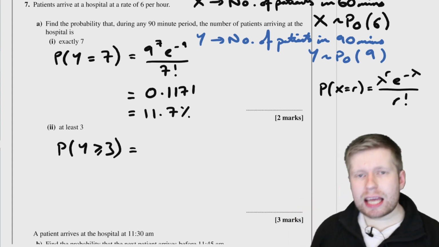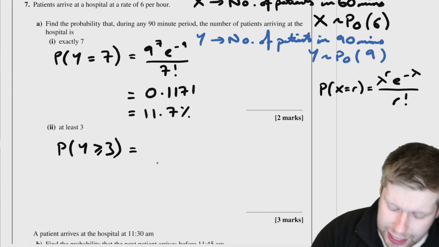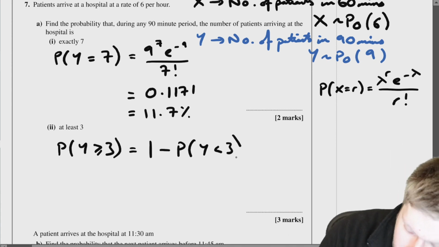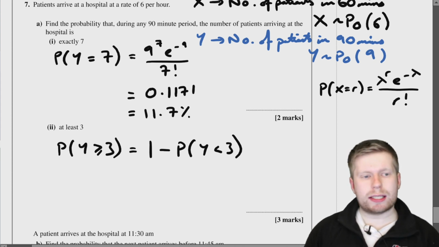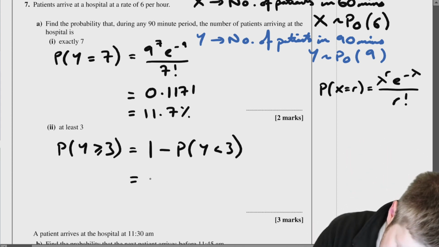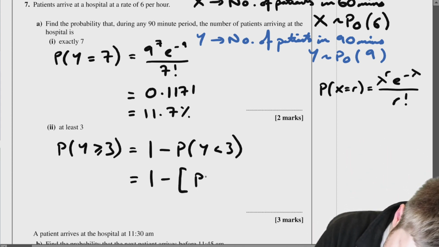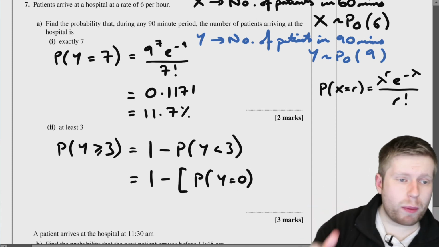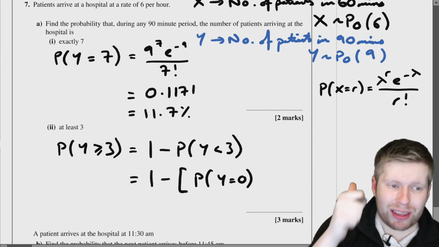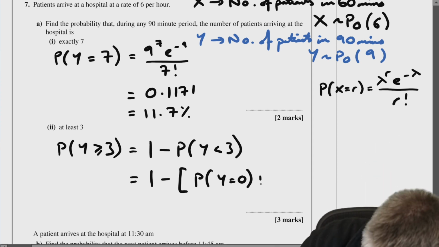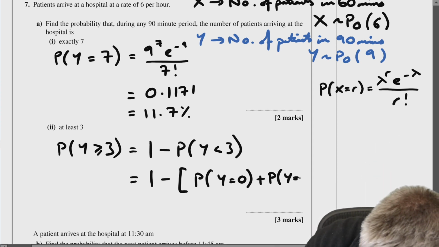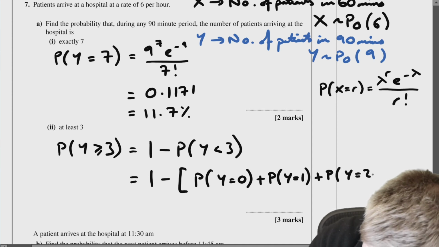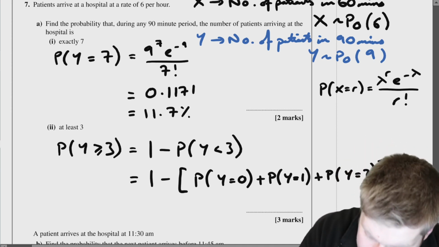So actually in this case, I'm going to flip it around. I think it's easier to look at the probability that y is less than 3 instead. So I'm going to look at the other case, the probability that y is less than 3. In that case, I just need to do 1 minus the probability that y equals 0. Don't forget the probability of y equals 0. It's a common mistake people make. You can have no patients arriving. That's totally allowed. Plus the probability that y equals 1, plus the probability that y equals 2, because I don't want 3 in this case. I want, strictly speaking, less than 3.